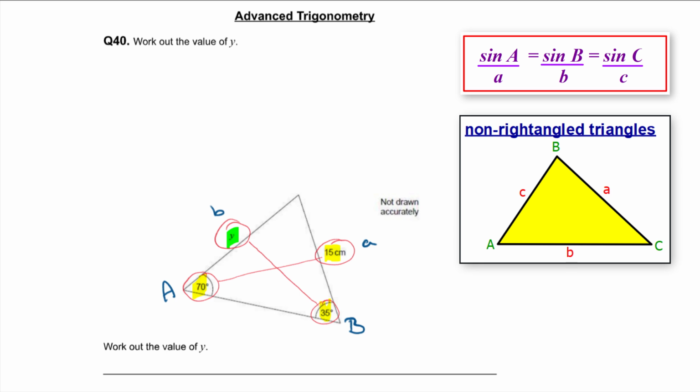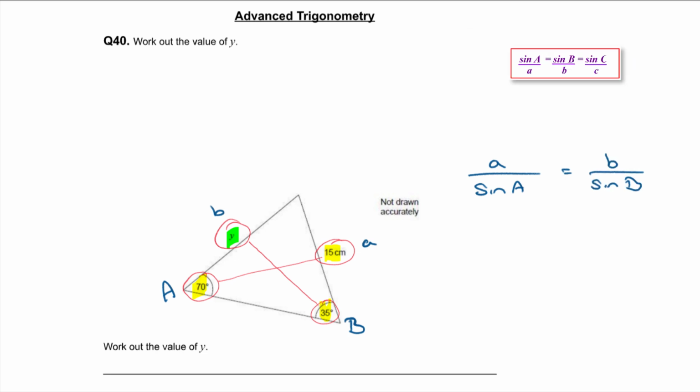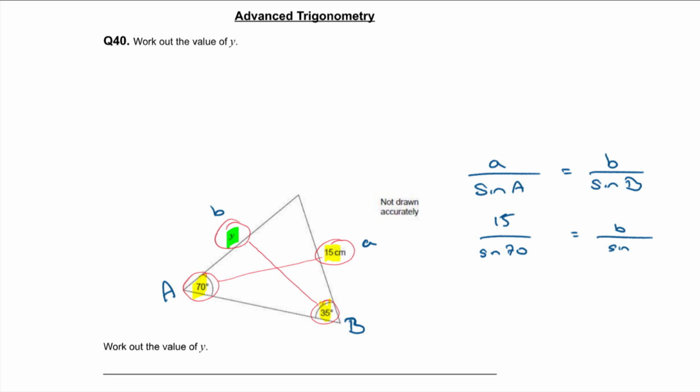Okay, so I'm going to start with the sides on the top. So I've got a over sine A is equal to b over sine B. Now you'll see there's 4 things here. I know 3 of the things. I want to find the 4th thing. So sub in what I know. a is 15, sine A is sine of 70. b is the thing I want to find, and sine B, that is sine 35, isn't it? Okay, so sub into the sine rule.